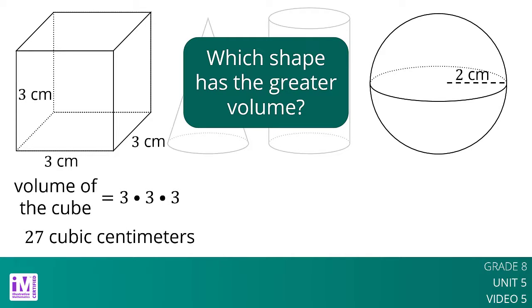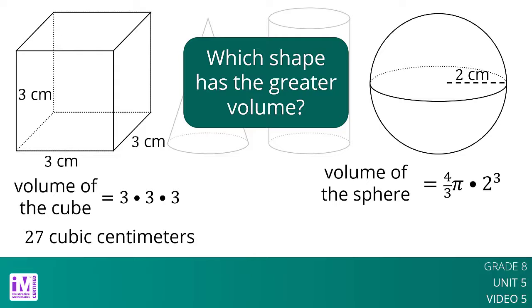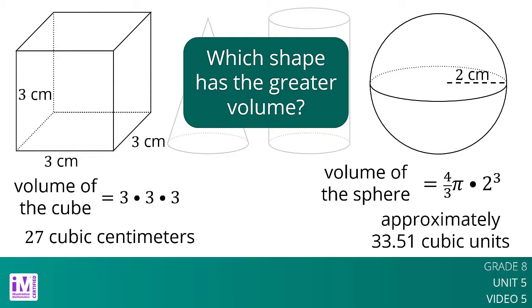The volume of the cube is 27 cubic centimeters because 3 cubed equals 27. The volume of the sphere is around 33.51 cubic centimeters because 4/3 times pi times 2 cubed is approximately 33.51. So, a sphere with radius 2 centimeters has a greater volume than a cube with side length 3 centimeters.